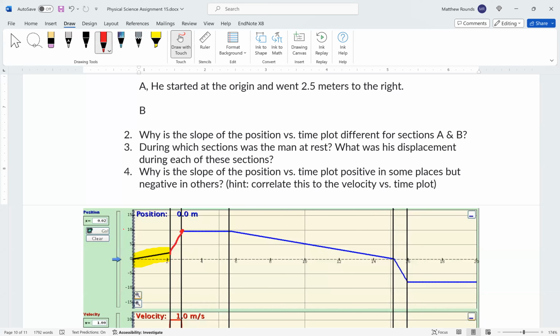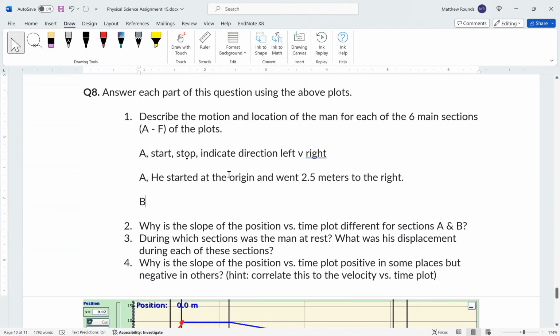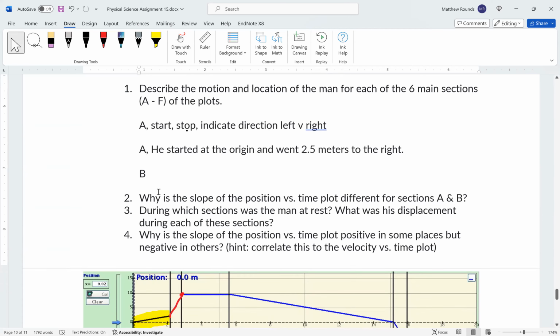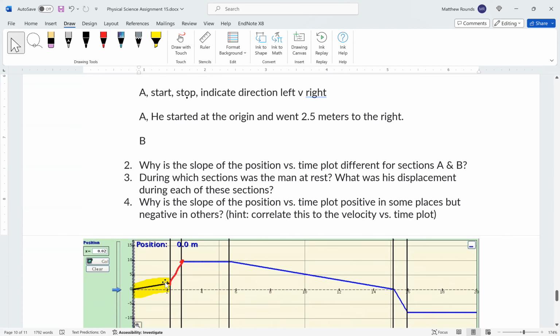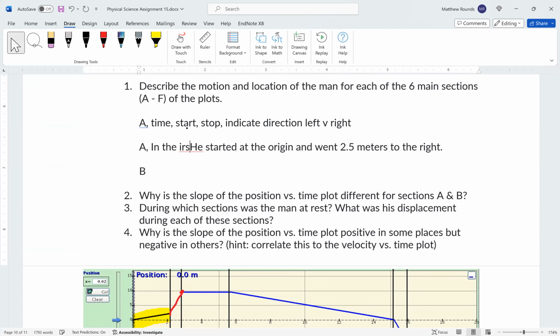What's the Y value that he ended at there? The Y value at the end is 10. Yeah. So we also need to give time. We need to talk about time, so there's a little bit more here. So we'll say in the first 2.1 seconds.